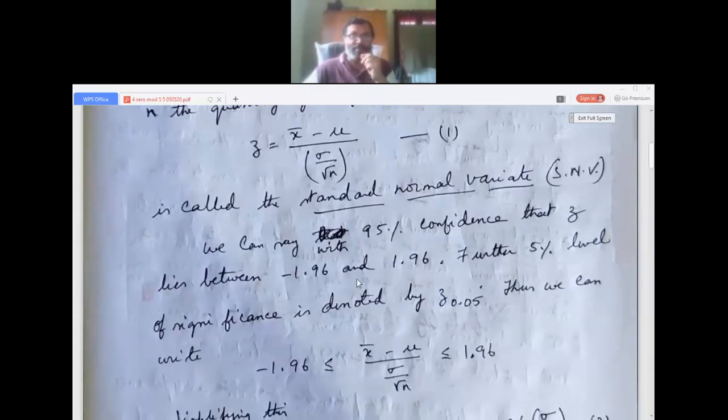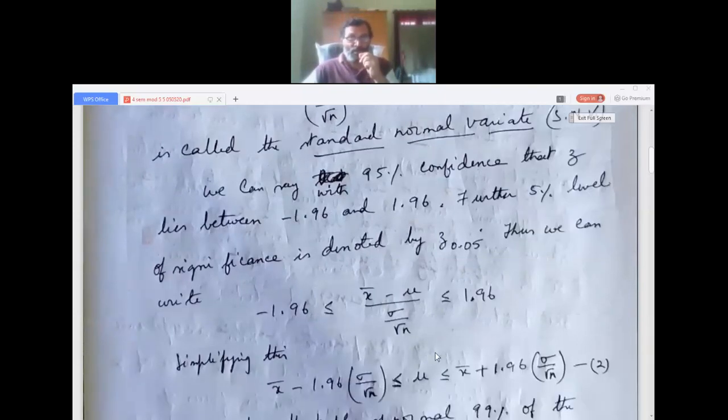Thus we can write, by the calculation, the derivation is not needed for you, Z is in between minus 1.96 and 1.96. So I wrote minus 1.96 less than or equal to Z, where the Z value is x bar minus mu by sigma by root n, less than or equal to 1.96.